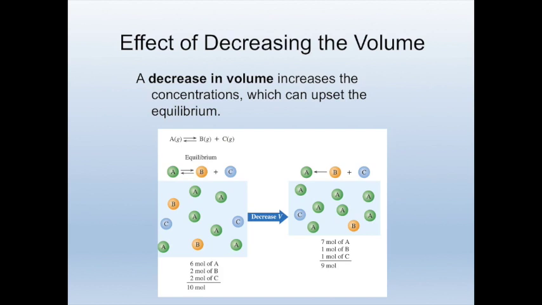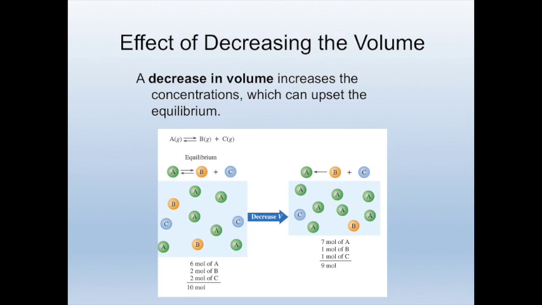Another thing you can do to stress the system is decrease the volume. So if you decrease the volume, this increases the concentration, which can upset equilibrium as well. So say you have A in the gas phase, and it's going to B and C in the gas phase. There are 6 moles of A, 2 moles of B, and 2 moles of C for a total of 10 moles. And then you compress the system.